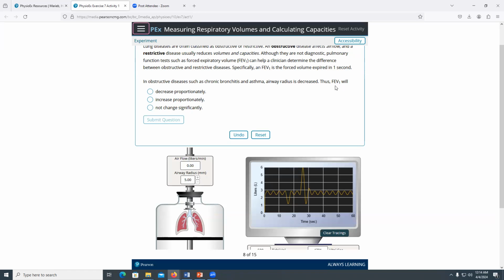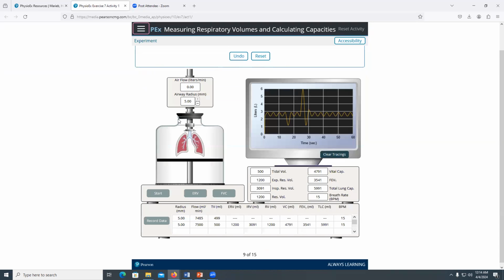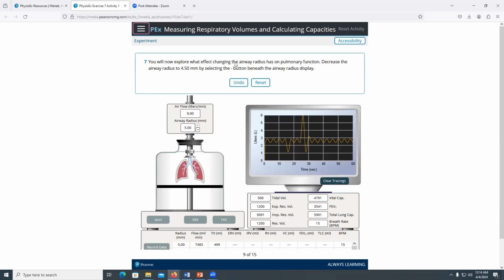So what happens in the ratio is air comes in, but it cannot go out. So my FEV will drop significantly. When it drops significantly, the ratio is going to decrease proportionally. So that is going to be the right answer.